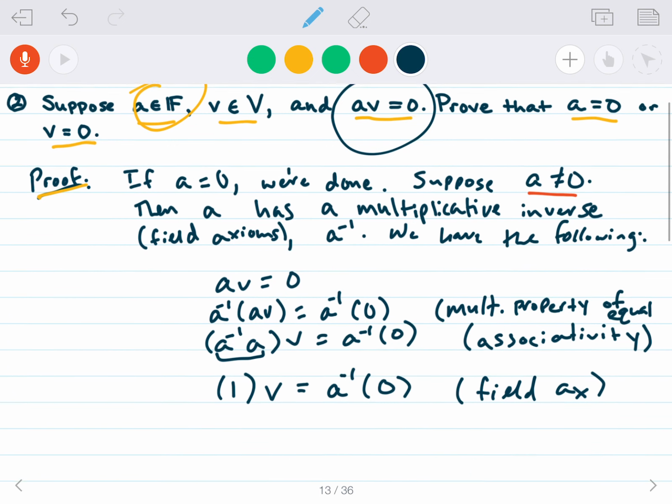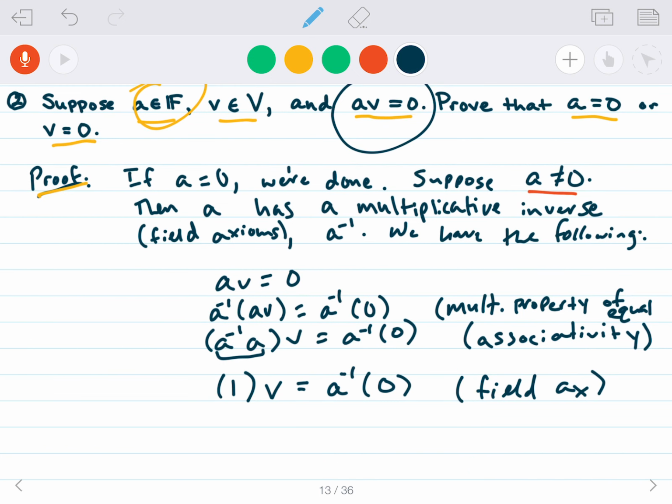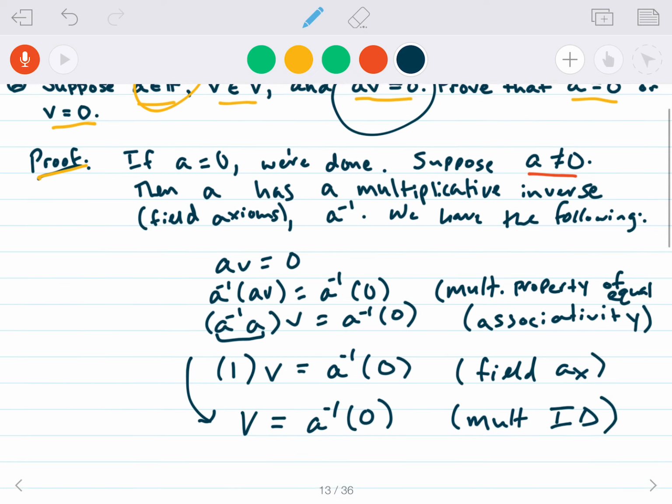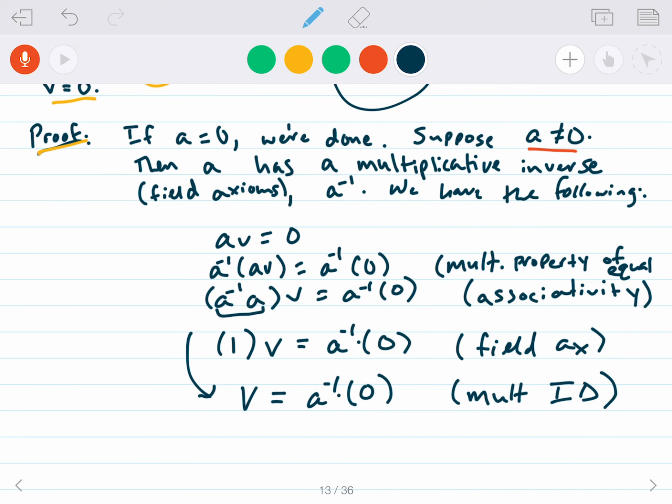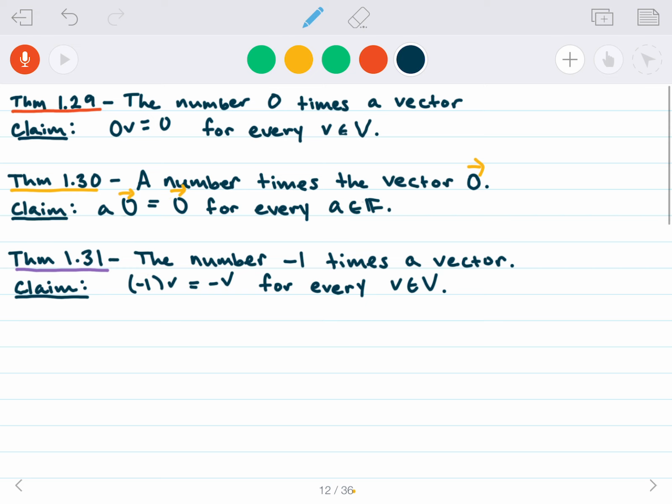Now, 1 times a vector in our vector space, this is the multiplicative identity condition. So 1 times V is V. We went from here to here by the multiplicative identity from vector spaces. And A to the negative 1 times 0, well, what did we say here? We said that a number times the zero vector, or 0 times a vector, is going to be 0.